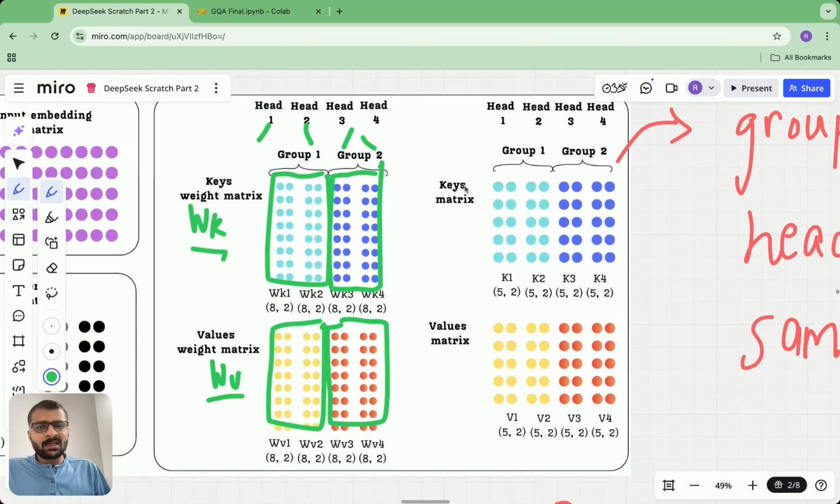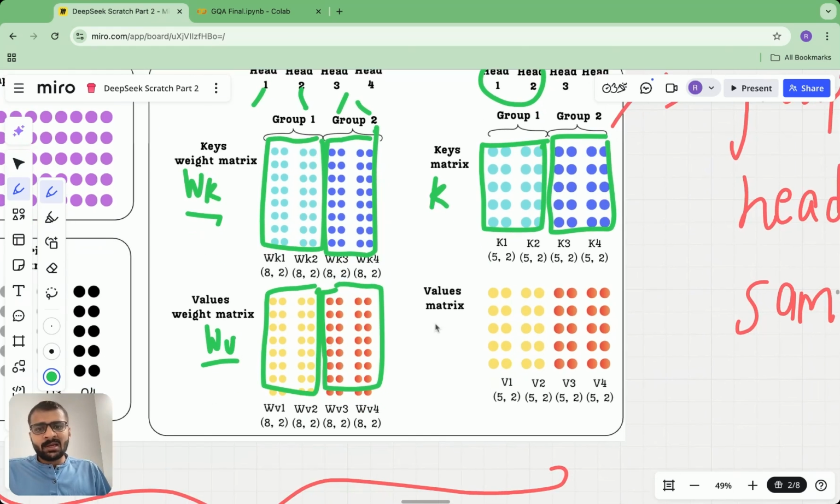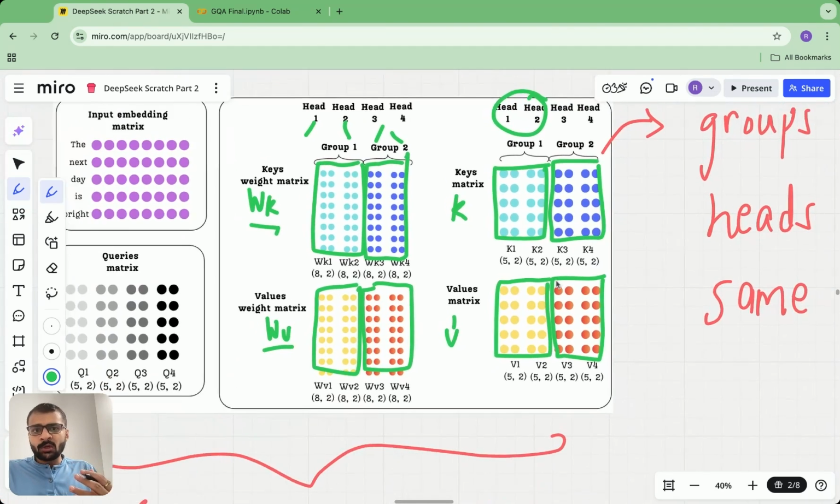Similarly, in the keys matrix K, group 1 has two attention heads. Both these attention heads will have the same value, and group number 2 has two attention heads, and both of these attention heads will have the exact same values. Similarly, for the values matrix, group number 1 has V1 and V2, they will have the exact same values, and group number 2 has V3 and V4, they will have the exact same values. So you see what we are doing here.